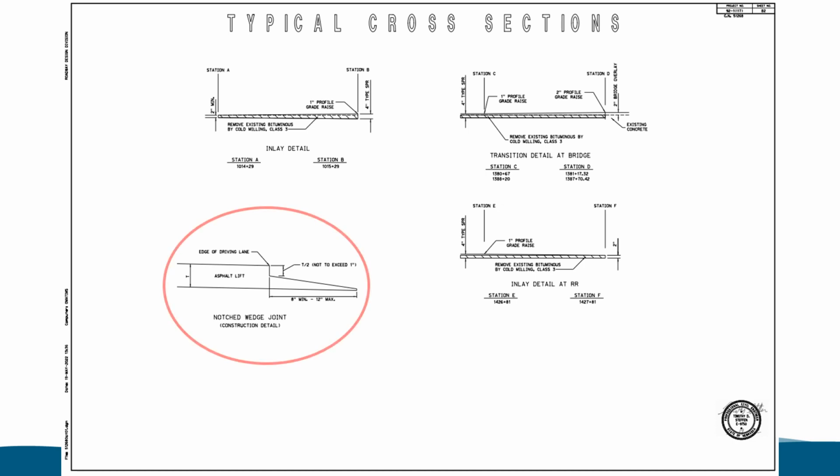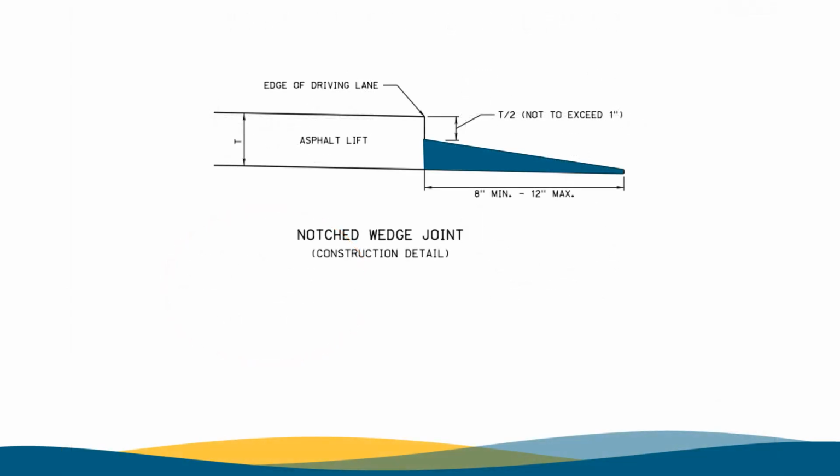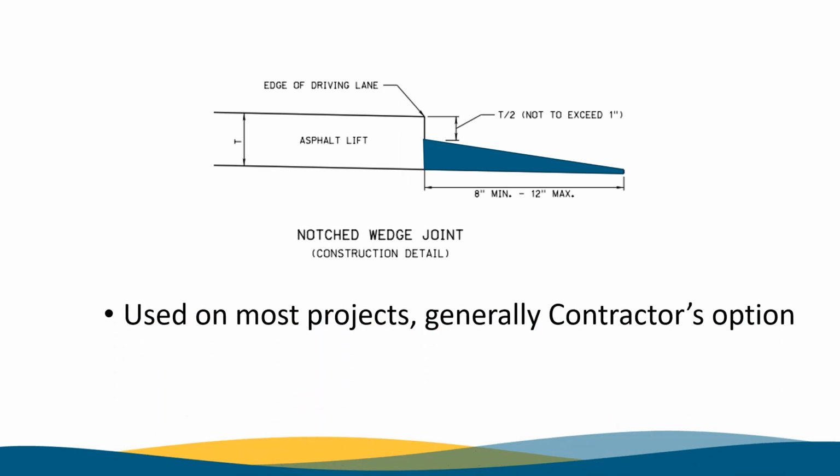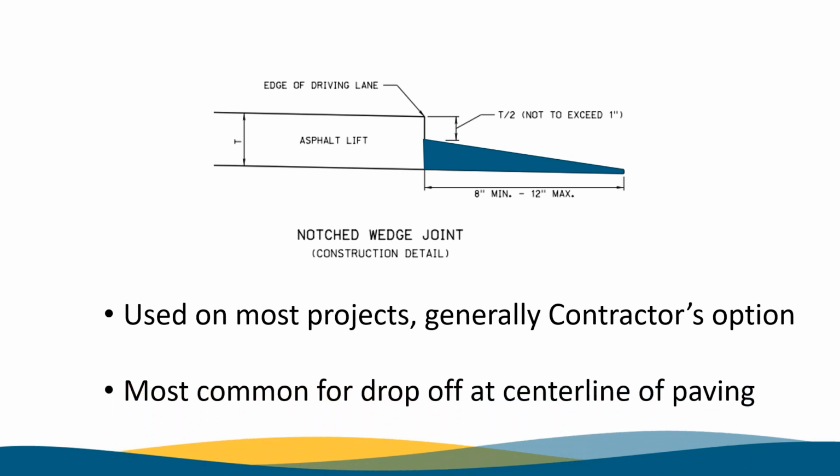Here is one more detail on the typical section sheet I want to show you. It is the notched wedge. The notched wedge I have highlighted in blue. This is used on most projects, generally at the contractor's option. It is primarily used at the center line to help smooth out the drop-off between lanes.